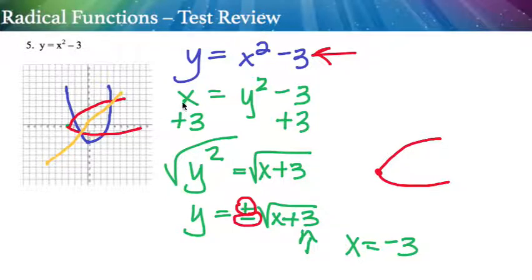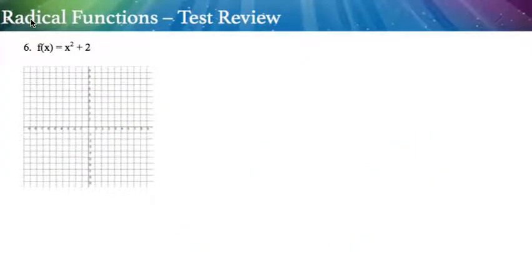So make sure that you graph your original, and make sure you graph your radical, okay, your inverse. And then right here we don't have any restrictions because we do want both halves of the parabola and the radical functions, okay? All right, so let's go ahead and try the next one.